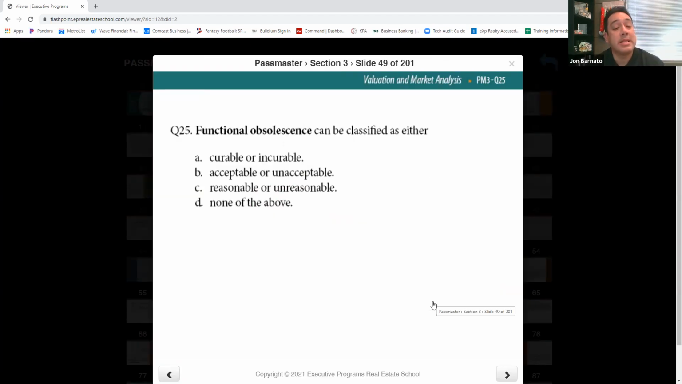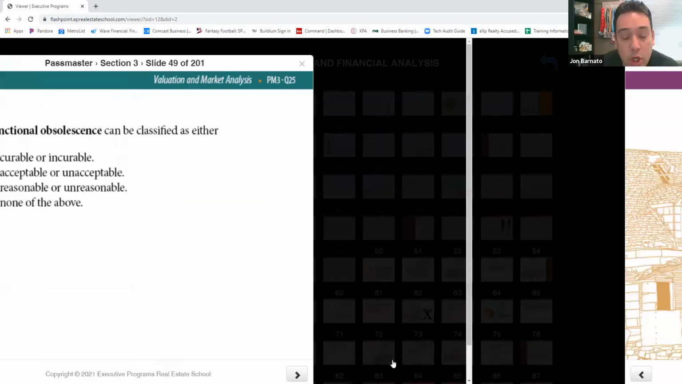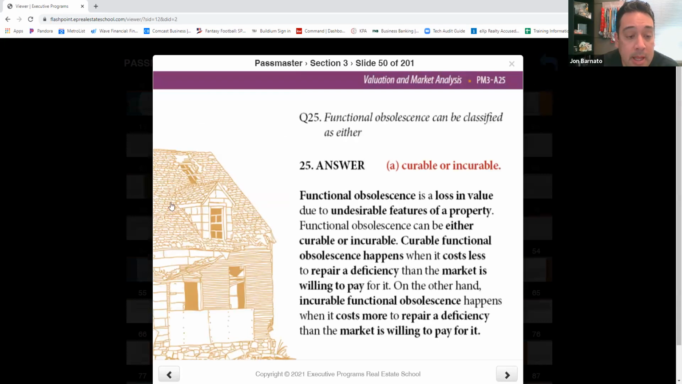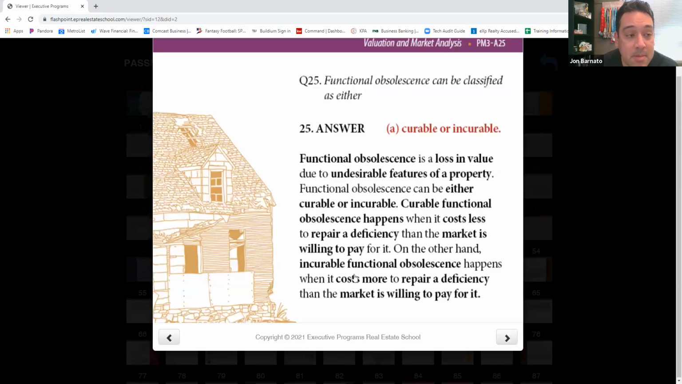Functional obsolescence can be classified as either what? How do we classify functional obsolescence? A. I would say correct. Curable or incurable. That house looks pretty incurable. Foundation's messed up. And it basically says when the cost to rehab the property is more than the property is worth, it becomes incurable at that point.